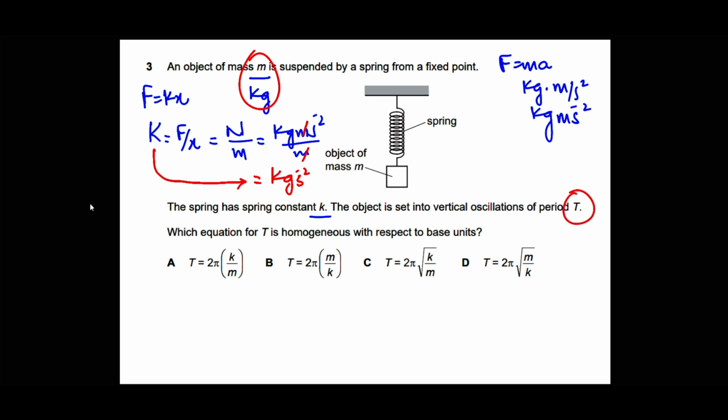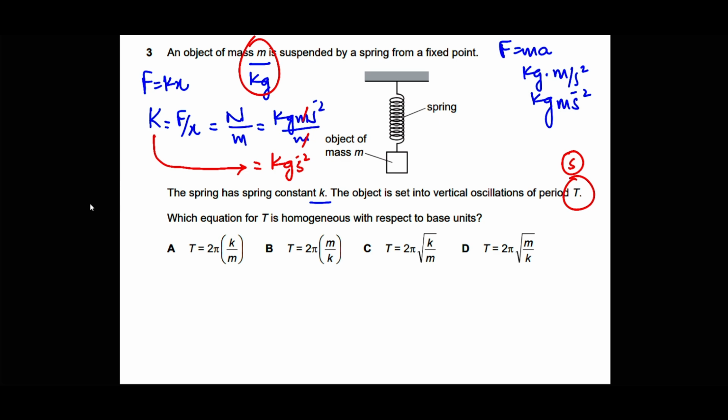Now we understand that the unit of time period should be seconds. So I need to have an equation or a setup in which I get the final unit to be seconds. Now, first of all, do we need to worry about the variable 2 pi? No, it's a constant. We don't need to worry about that because it doesn't have a unit. So we can ignore 2 pi in all the equations, right?